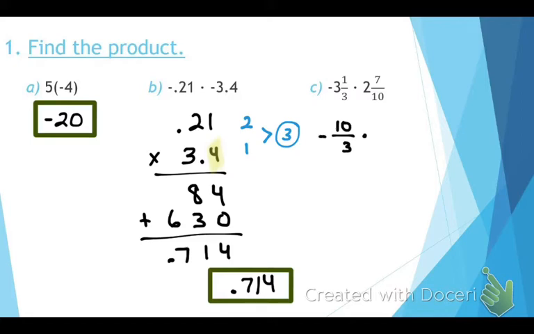Alexis, what would 2 7/10 be? 27/10 is correct. Ariana, can I reduce anything? Yes, ma'am. Both turn to 1. Very good. And 3 and 27.